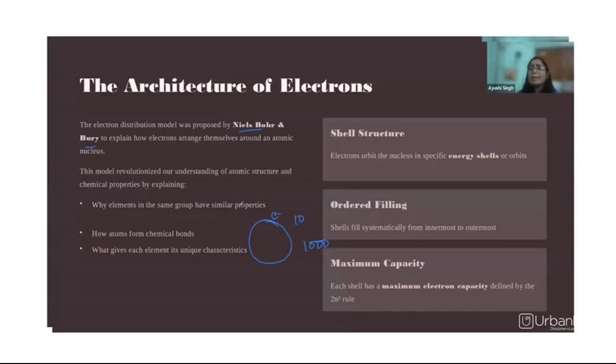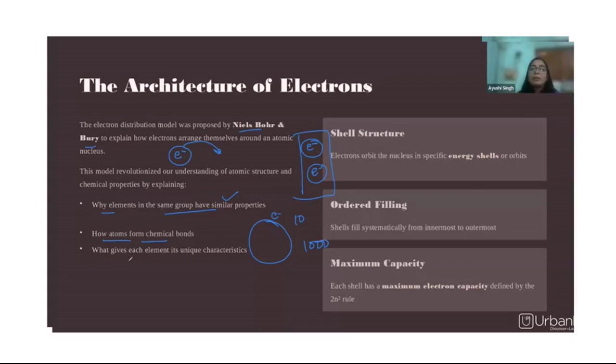Why this was important is because this explains why elements in the same group have similar properties. If you see the same number of electrons at the end of each shell, they are going to show similar properties. This will also help us understand how atoms form chemical bonds, because electrons are gained, lost or shared by atoms. How the chemical bond is formed can be explained by the idea of distribution of electrons in each shell.